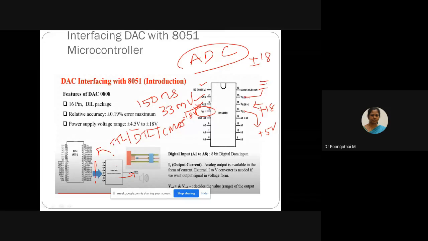Okay. And next, pin number 4. This pin number 4 is very important. It's an analog output. After applying the digital inputs, the output will be in current form, not in digital form. So your analog output is available in the form of current. We need an external current to voltage converter to convert your current value into voltage form. The external current to voltage converter should be attached to the I0 pin in order to convert your current value into voltage value.